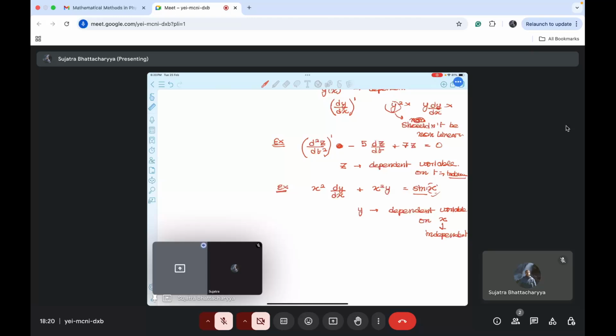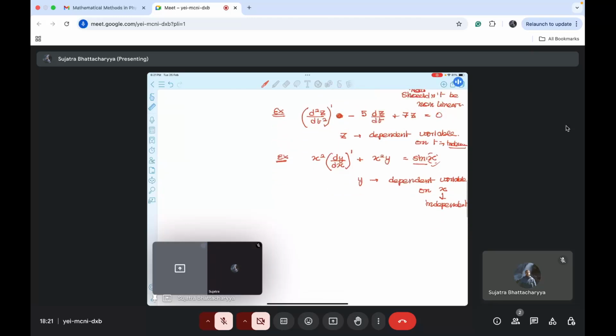Number two: is there any product of the dependent variable with itself, or the dependent variable with the derivative of the dependent variable? No. I couldn't find any term representing y dy by dx or y square. No, it's not there. Fine. Next, do we find the degree of the highest order derivative is more than 1? No. The highest order derivative has degree 1. Then this shows that it is also a linear differential equation. Fine. These are the two important examples.